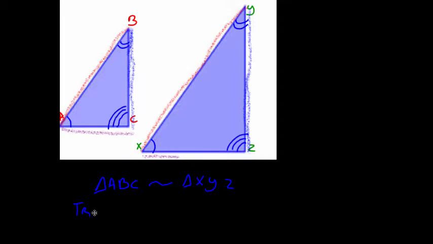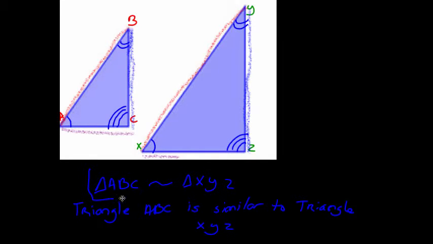So triangle ABC is similar to triangle XYZ. All right, so notice, that's what I'm saying. When I have something written like this, the proper way to read it, the proper way to say it is triangle ABC is similar to triangle XYZ. Alrighty, now let's get on to the fun part. Are you ready? Because I know I am.